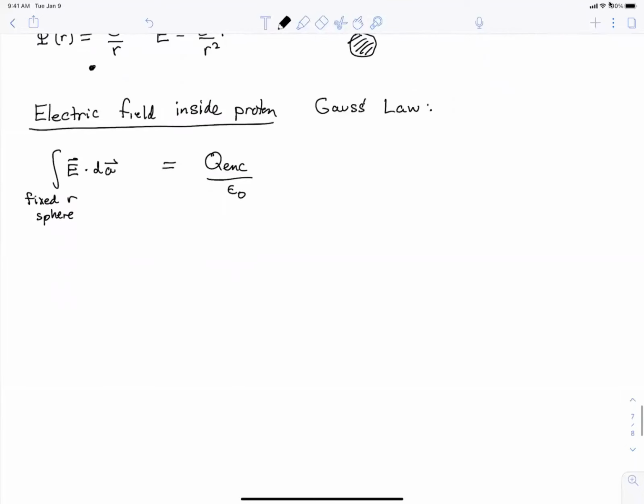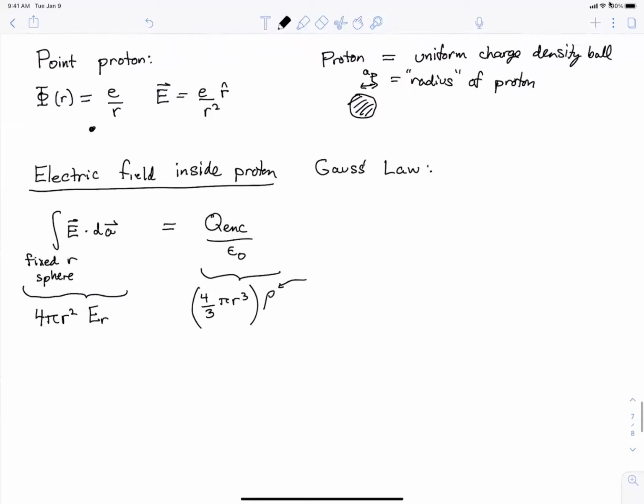And so let's evaluate both sides of that equation. By symmetry, the electric field dotted into the area element, which is in the radial direction pointed out, is just equal to the area of that sphere times the magnitude of the electric field, the radial component. The area of a sphere is 4 pi r squared. On the right-hand side, the charge enclosed in a sphere is the volume, 4/3 pi r cubed, times the charge density. And remember up here, we decided to say it was a uniform charge density, so whatever it is, it's a constant.